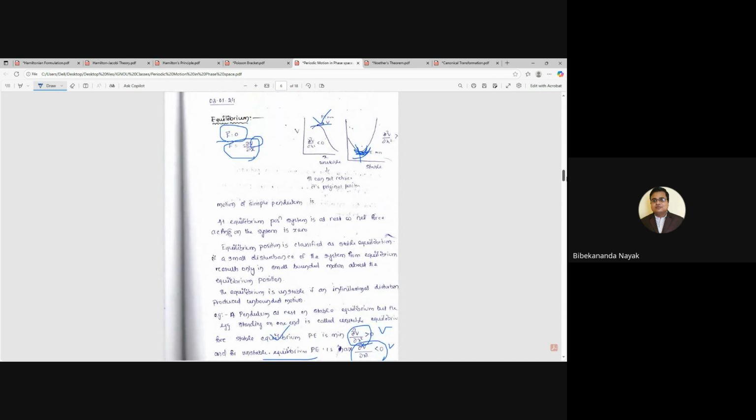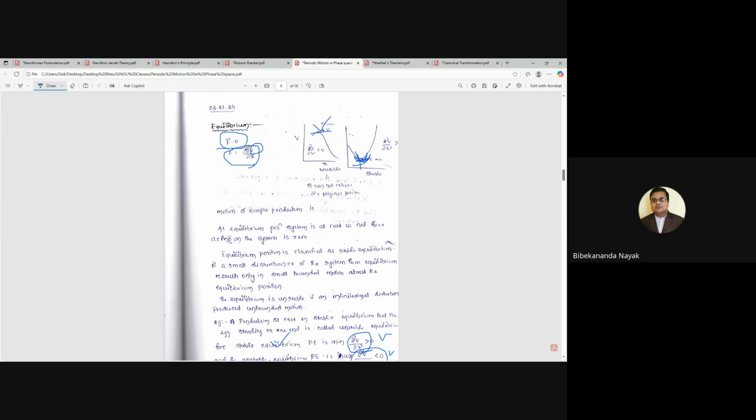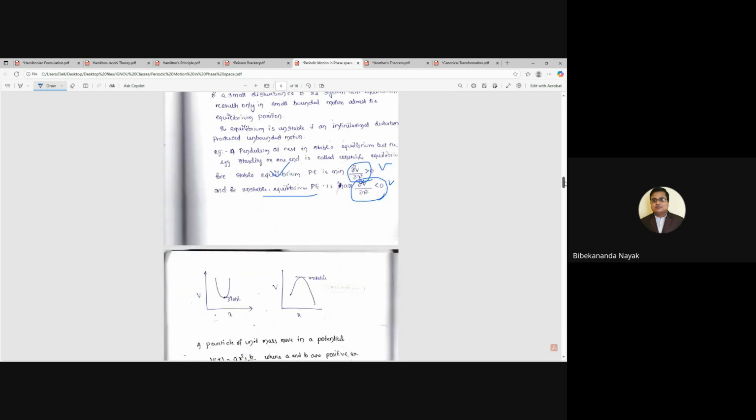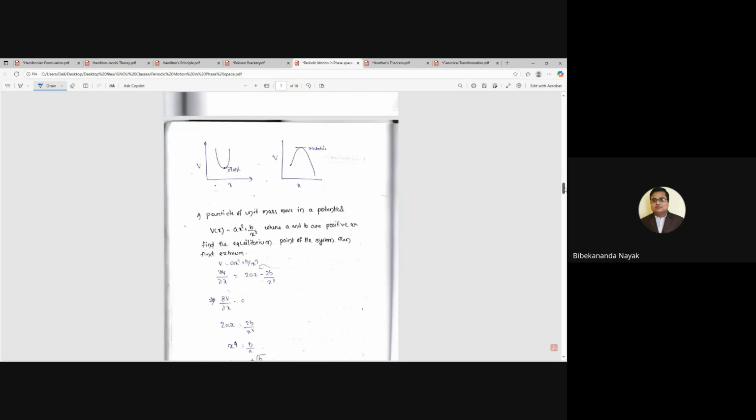Potential is given, we take its derivative equal to 0 and find the equilibrium point. At the equilibrium point the derivative is 0. Then first take the second derivative to check whether it is a stable or unstable equilibrium. Okay. There are some questions.